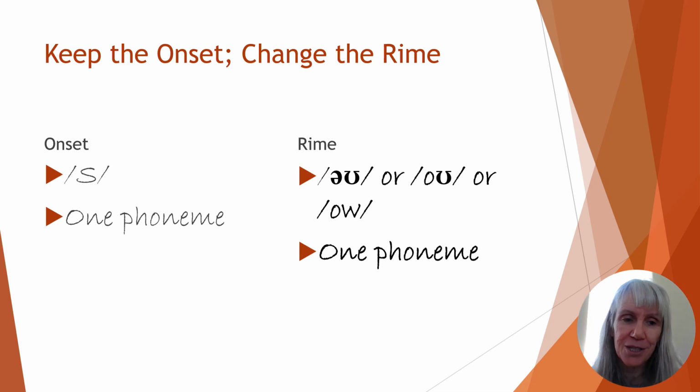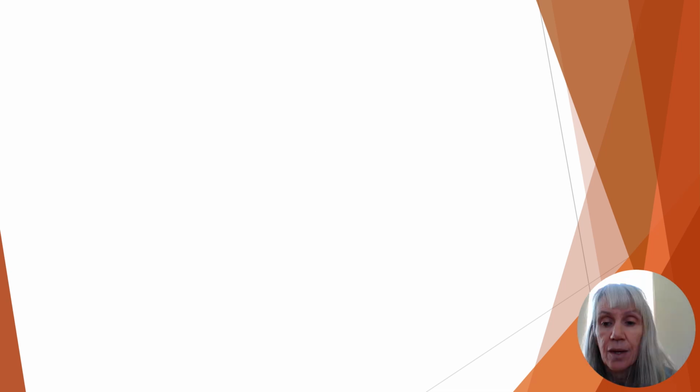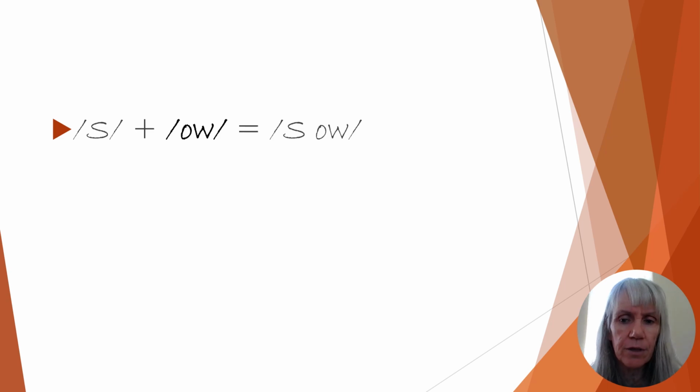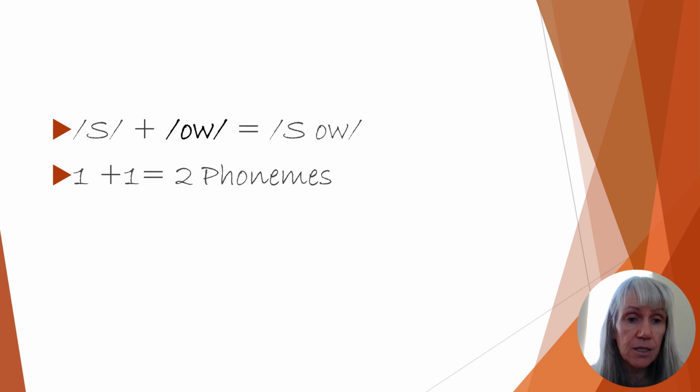So when we combine them together, the onset consists of one phoneme, the rhyme consists of one phoneme. And so when we combine this and the O together, this is what we will get phonetically when we see the written representation of those sounds. We'll see the phonetic symbol with the S and the phonetic symbol with the OW in it, making so. So we had one phoneme in our onset, one phoneme in our rhyme, and that equals two phonemes in the word.